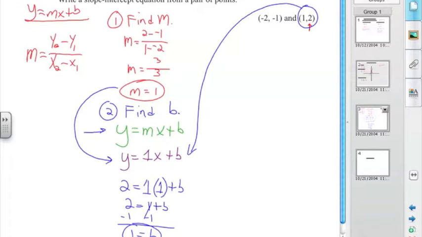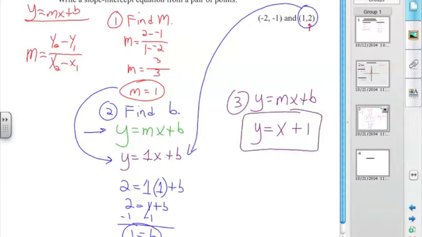Now that we have the slope and the y-intercept, we can put it into slope-intercept form. So we go back to our y equals mx plus b form, and we substitute in the slope and the y-intercept. Y equals 1x, so we'll just call it x, and the y-intercept is 1, plus 1. So the equation of the line that passes through these 2 points, -2, -1, and 1, 2, the equation of that line is y equals x plus 1. This is the most advanced type of work you're going to see with taking and writing lines in slope-intercept form.